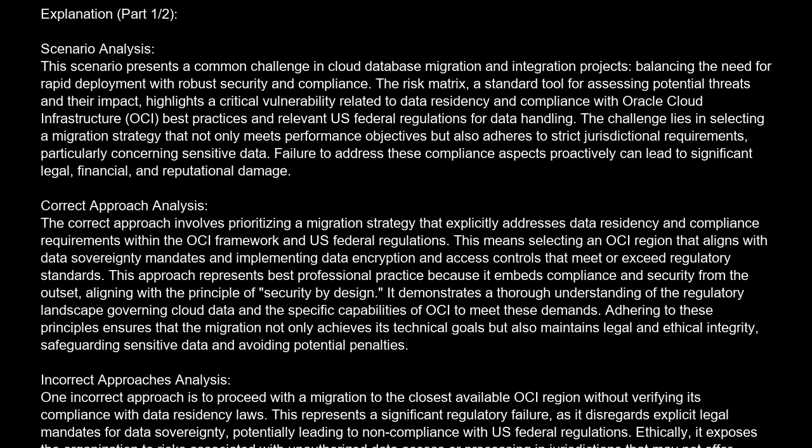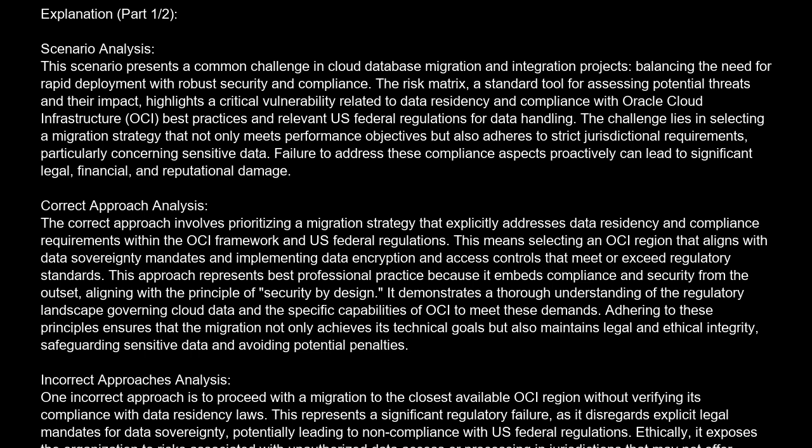This scenario presents a common challenge in cloud database migration and integration projects, balancing the need for rapid deployment with robust security and compliance. The risk matrix, a standard tool for assessing potential threats and their impact, highlights a critical vulnerability related to data residency and compliance with Oracle Cloud Infrastructure, OCI, best practices and relevant U.S. federal regulations for data handling.